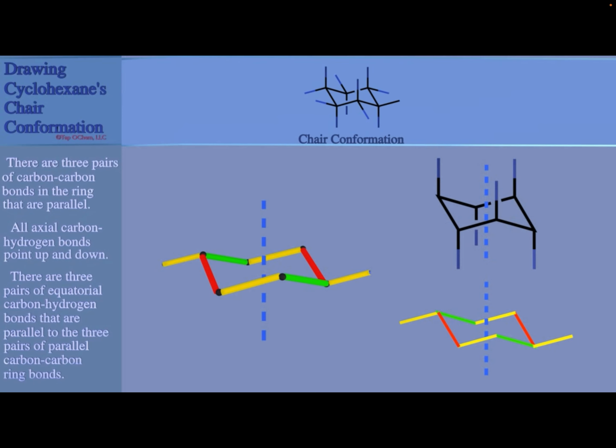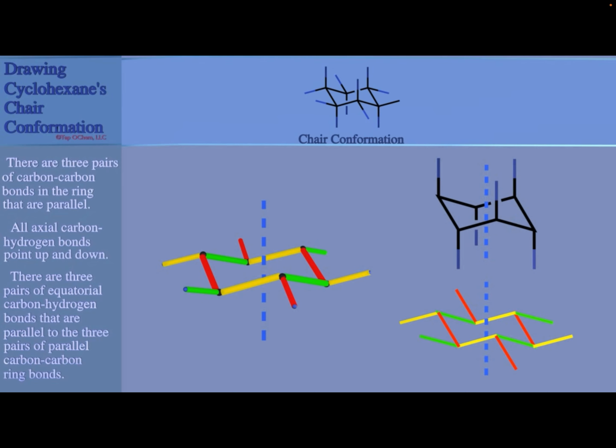On our stick model, we will show the 2 carbon-hydrogen red bonds that are parallel to the red ring bonds. On our bottom line drawing, let's draw these 2 red carbon-hydrogen bonds. The remaining carbon-hydrogen bonds are parallel to the remaining carbon-carbon green bonds in the ring, so we will show these as green in color on our stick model. On our line drawing, let's draw these 2 green carbon-hydrogen bonds.